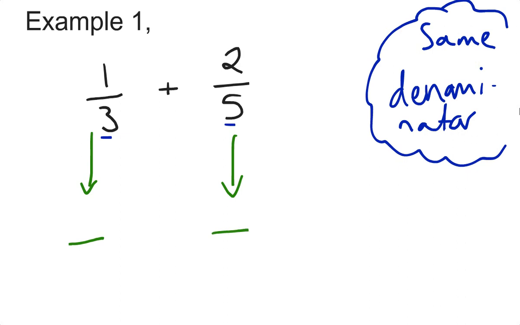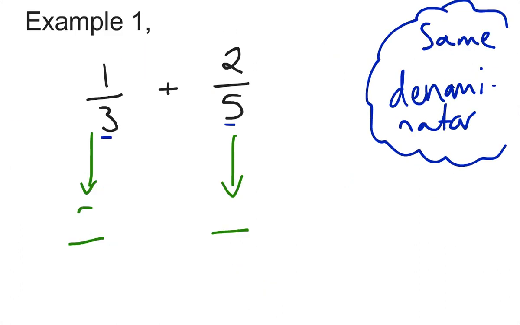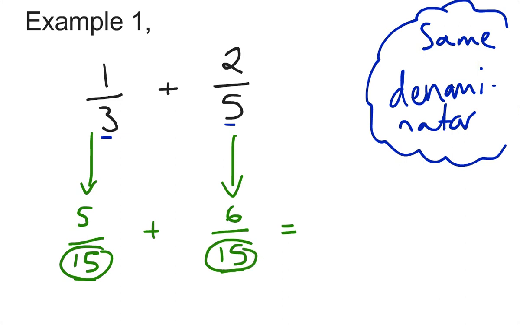Well, if we go back to the previous slide, you can see we've already worked out the ones that have the same denominator on the bottom. You told me that 1/3 is the same as 5/15, and you've told me 2/5 is the same as 6/15. And when we add them together, it's quite simple now. Because they've got the same number on the bottom, all we have to do is 5 plus 6 is 11, but the number on the bottom stays the same. So our answer is 11/15.